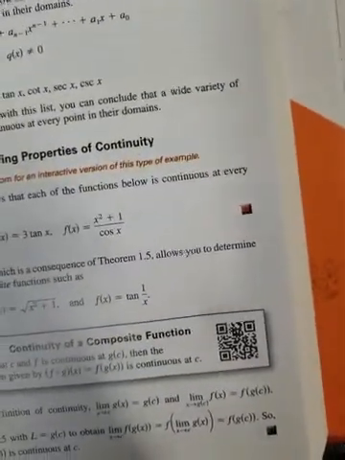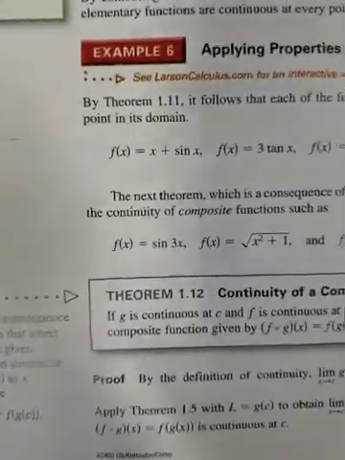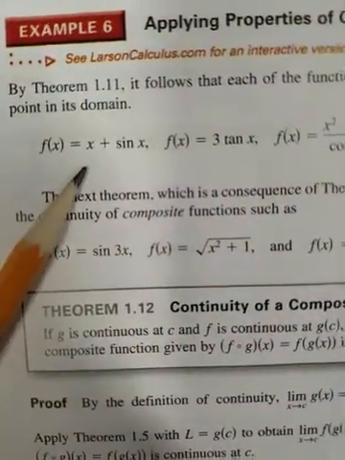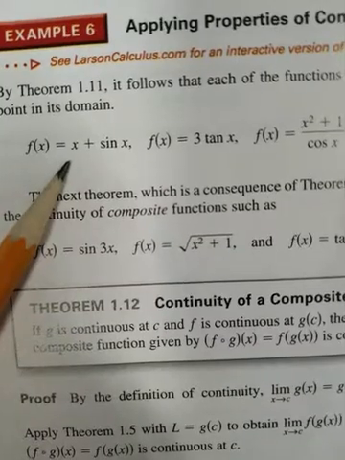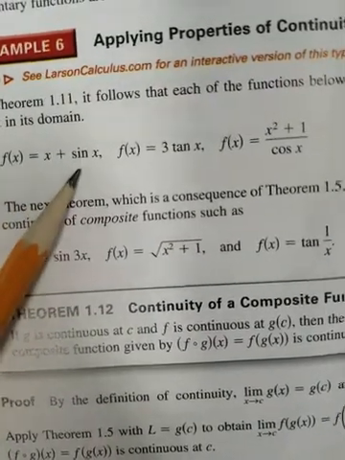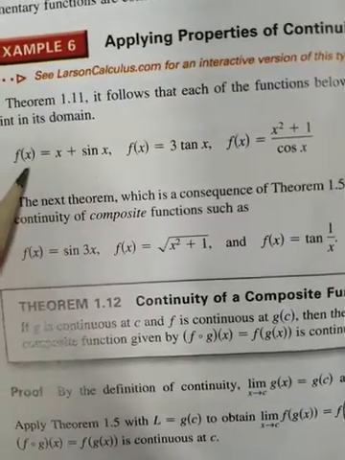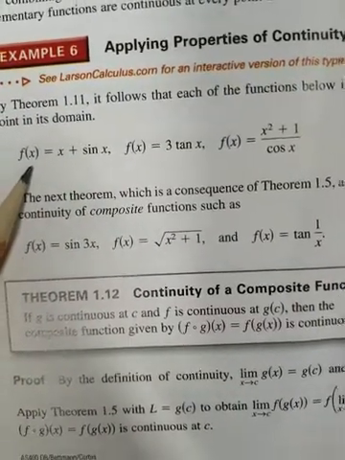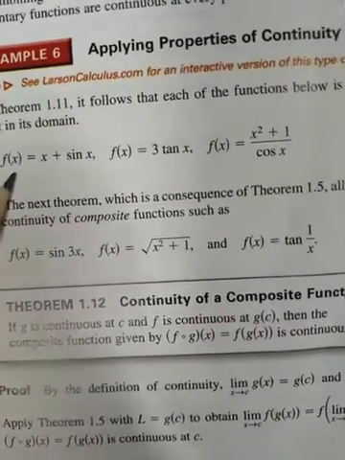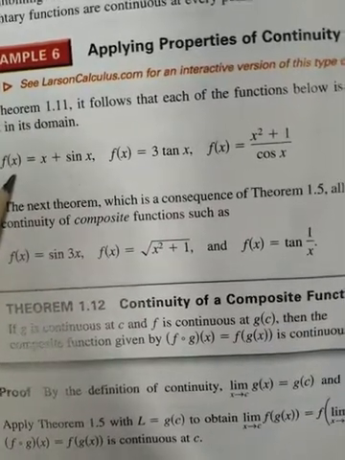All right, the next one says applying the properties of continuity. So if I'm looking at f of x equals x plus the sine of x, x is always continuous for all real numbers. The sine of x is continuous for all real numbers. So this entire function would also be continuous for all real numbers. We have no holes, no jumps, no asymptotes. So that one is continuous forever.